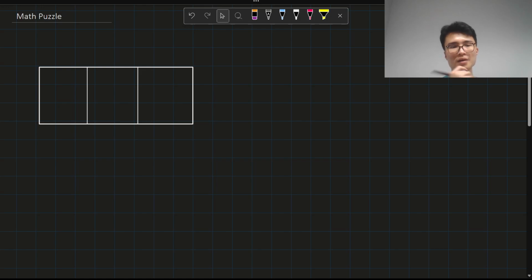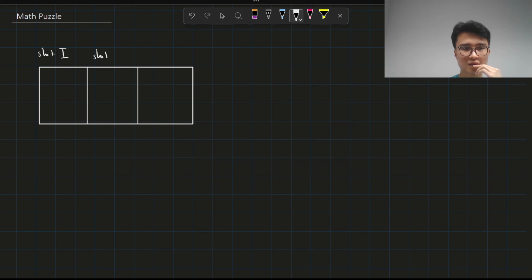Okay, so I have a very interesting problem here. Very interesting math puzzle. I have three slots over here. You can think of it as a car park or something. This is the first slot, slot number one, this is slot number two, and this is the third slot, slot number three. Okay, so we have three slots.